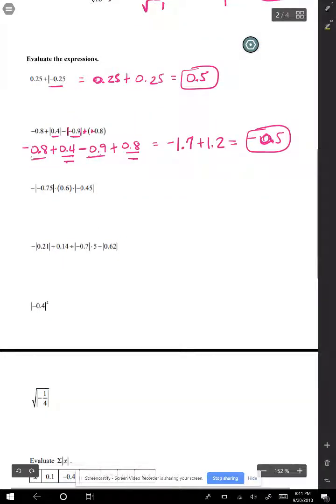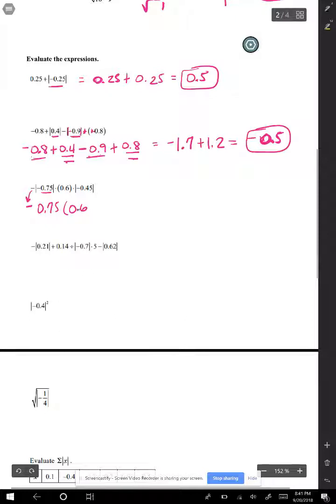And you're welcome to use your calculator on the adding and subtracting part. That's not our main concern. Our concern is that you're doing the absolute value correct and that you're following the order of operations correctly. So here we have a negative, and then the absolute value of negative 0.75 is 0.75. The negative on the outside just gets carried along. And then this says times 0.6.